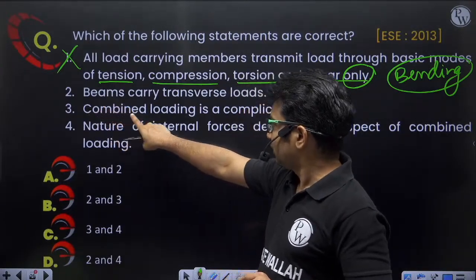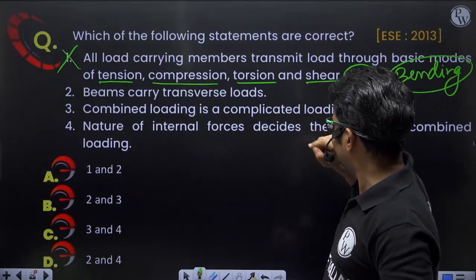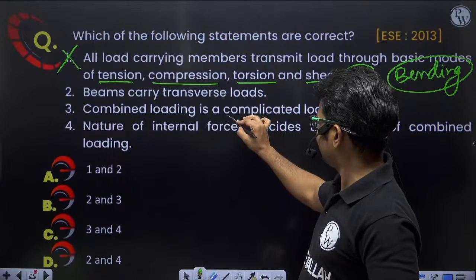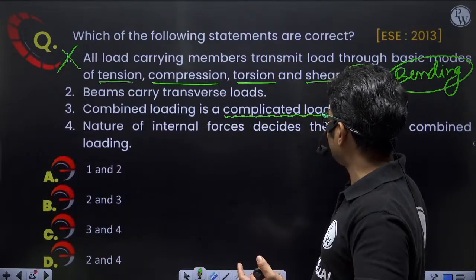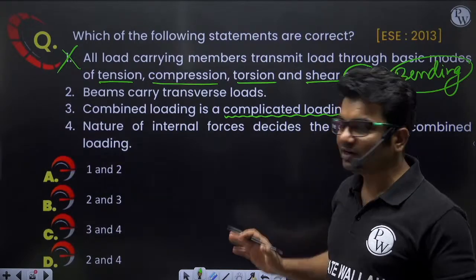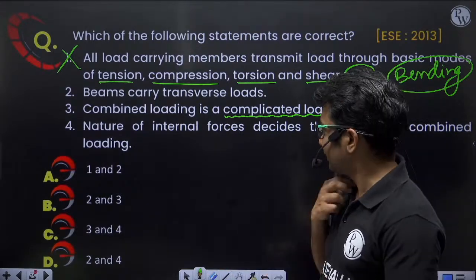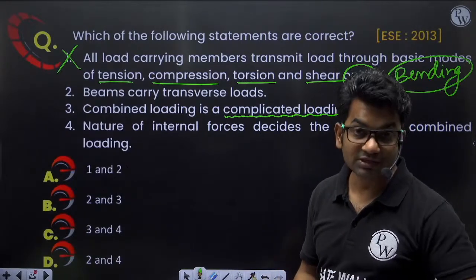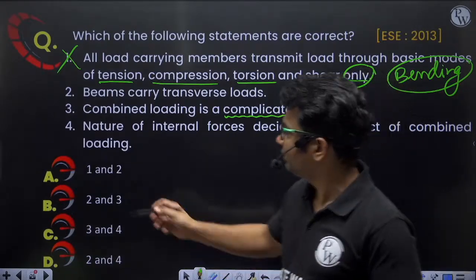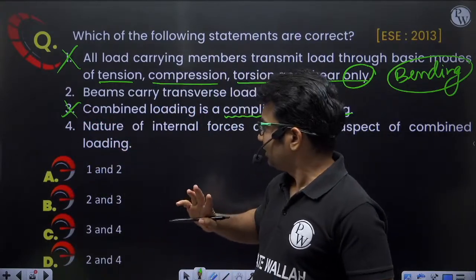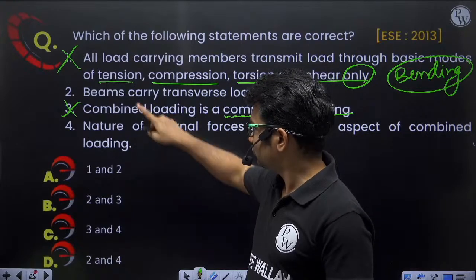Okay. Now third, combined loading is a complicated loading. There is no clear-cut definition of complicated loading. What is complicated loading? There is no clear-cut definition for complicated loading. Combined loading may be considered as complicated loading also. Sometimes it might not be considered as complicated loading. So this option will say this is wrong. Okay, so when this is wrong, that means two options have to be correct. So 2 and 4 will be correct.